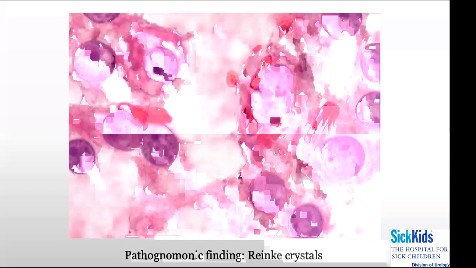Leydig cell tumors may show a pathognomonic finding. These are called Reinke crystals. Again, this photo was taken from Campbell's as well. This is identified in somewhere around 25 to 40% of Leydig cell tumor specimens, and if you find it, it really helps to make the diagnosis.